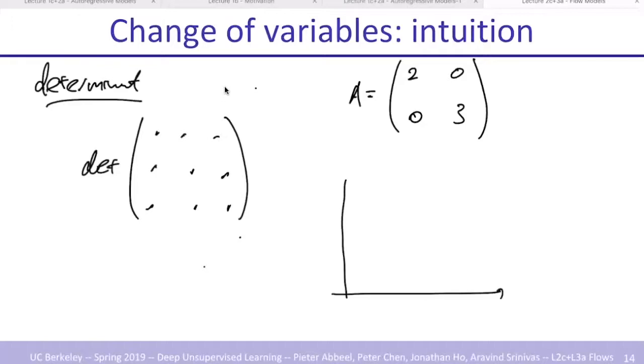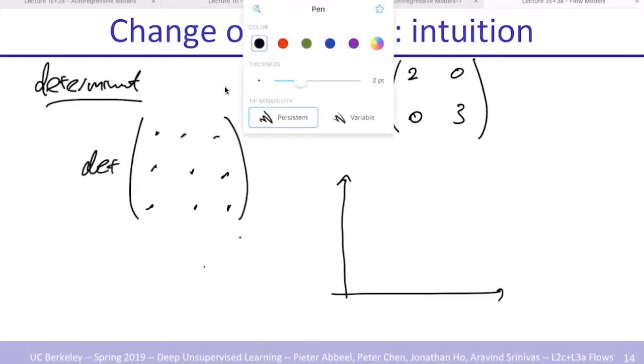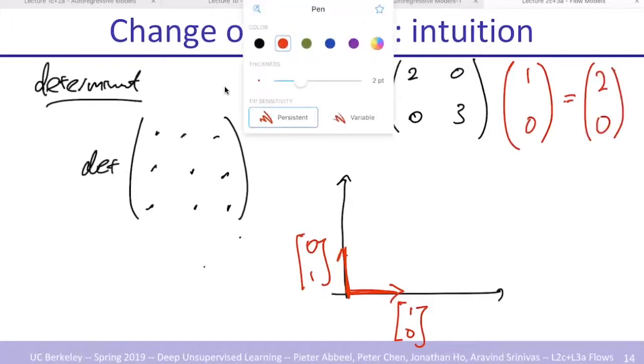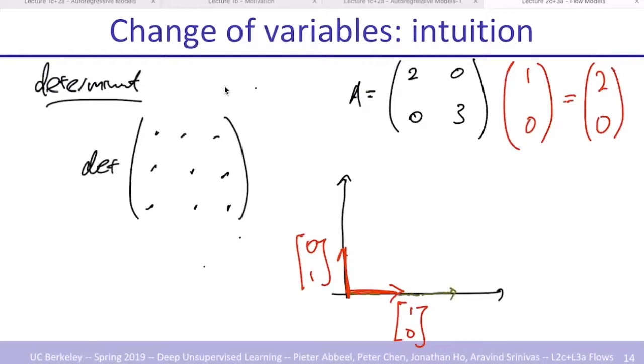So let us draw a simple grid with a vector. Let's say we have a vector which is (1,0) here, and another vector which is (0,1) here, okay? Let's just concentrate on the (1,0) vector first. If you apply this matrix to this vector, what do you get? You get (2,0), right? So this particular thing has expanded in size to 2. Similarly, if you look at (0,1), what is A times (0,1)? It's (0,3), right?